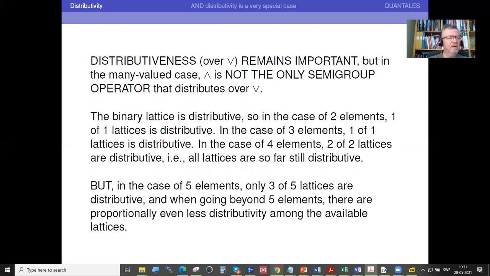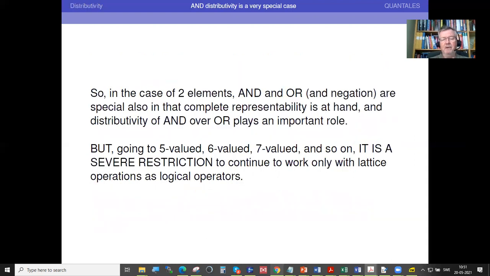Note that in the case of two elements, the binary case, we have one lattice, the chain, which is distributive. In the case of three elements, we still have just one lattice, the chain, also distributive. In the case of four elements, we have the chain and the diamond, both are distributive. But when we go to five elements, only three of five are distributive. And when we go beyond, to five, six, and seven, we have in fact proportionally much less distributiveness in the lattice.